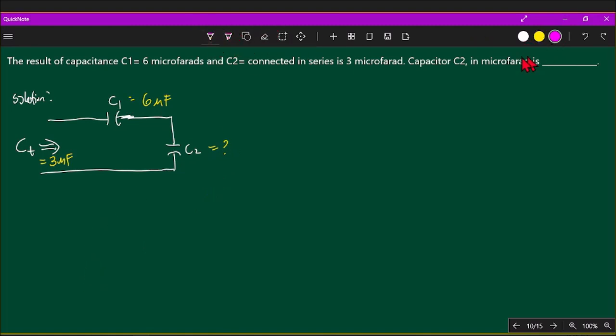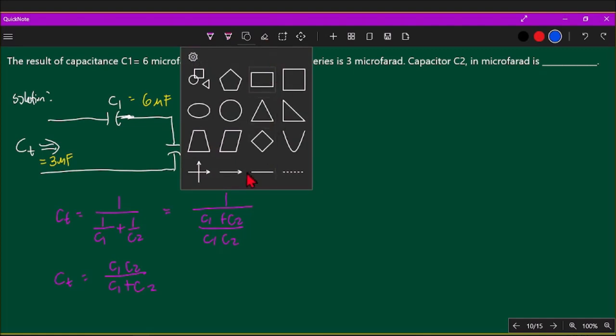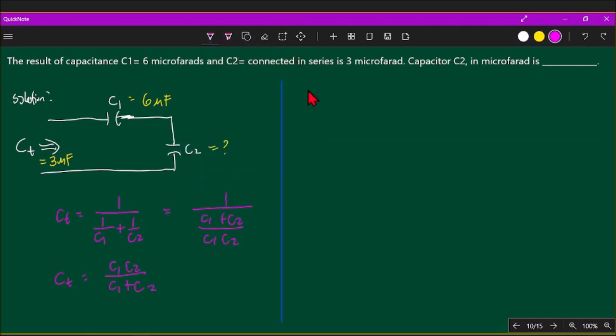So the equivalent capacitance is equal to 1 over C1 plus 1 over C2. Simplifying this formula using the LCD, that will be C1 plus C2 over C1 times C2. Then using the inverse of that one, we will have C1 C2 over C1 plus C2. So we'll just transpose this to the other side of the equation. So we will have CT times C1 plus C2 is equal to C1 times C2.